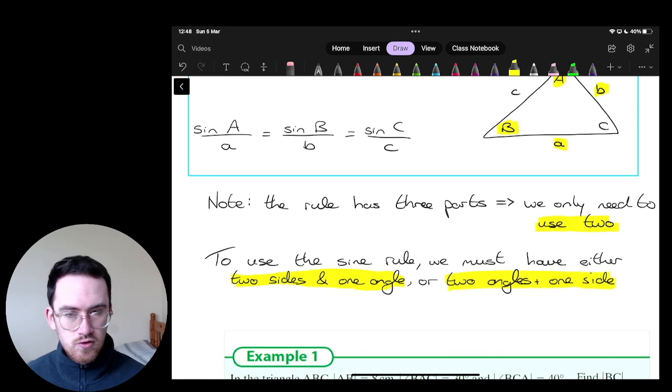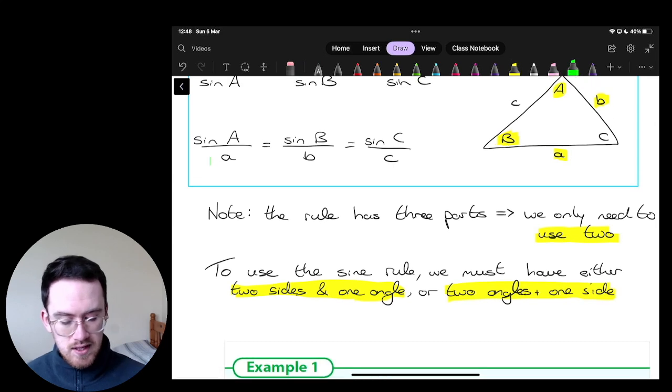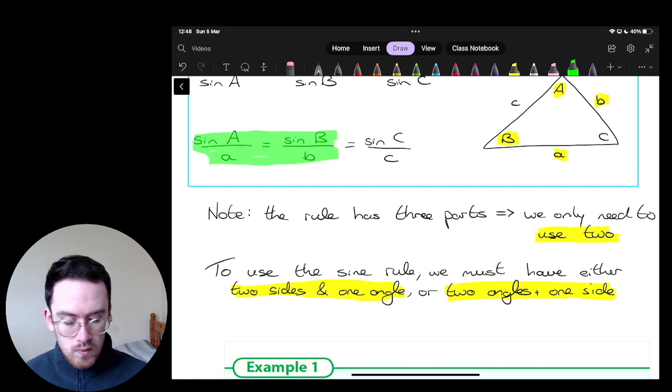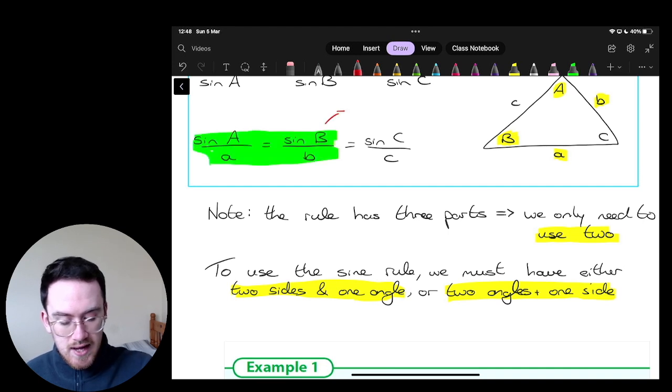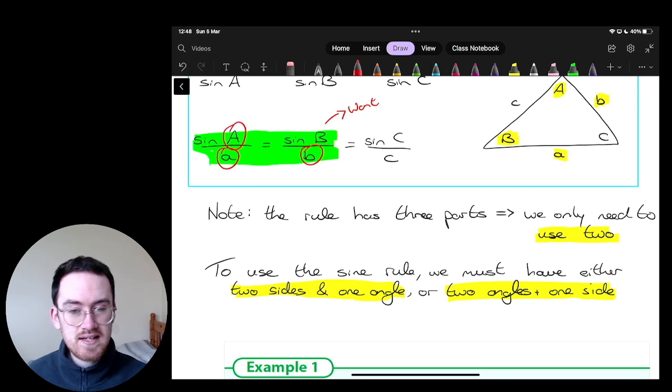So we can see from the formula, if I just look at this example here, we generally just use two parts. Say we're using this part here with the sine A and the sine B. If we're looking for one part of this, so say we were looking for angle B here, then what we need to have is side b, side a, and angle A. So we need to have two sides and an angle to find the remaining angle. So there's four parts, two angles and two sides, and we need to have three of them.